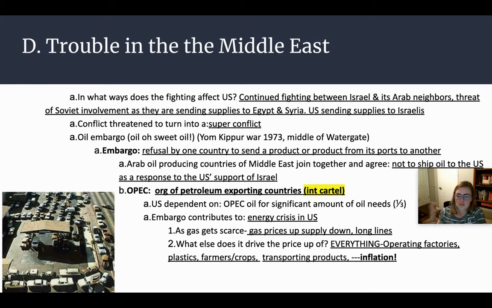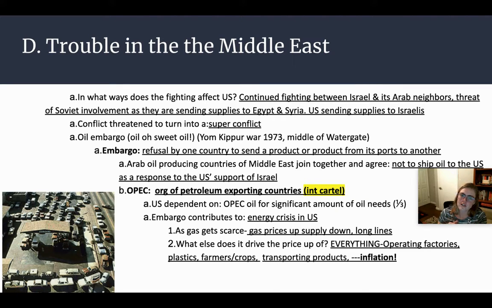Since we're willing to help Israel, the oil-producing countries known as OPEC are going to, OPEC stands for the Organization of Petroleum Exporting Countries, essentially an international cartel, if you want to think of it like that. They're going to say, okay, United States, you can't access any of our oil. We are so angry with you, we are not going to ship any of our oil to you. That is a problem because we rely on their oil. It's a third of the oil that we were using at that moment.